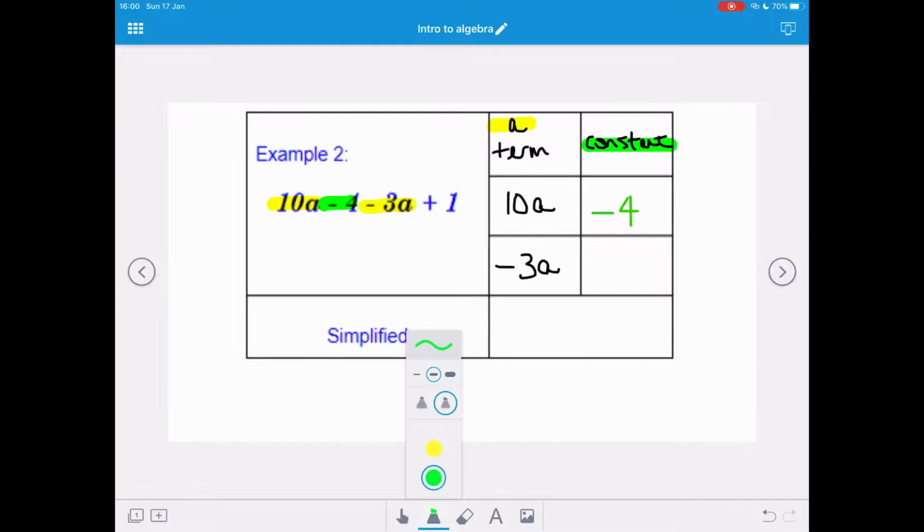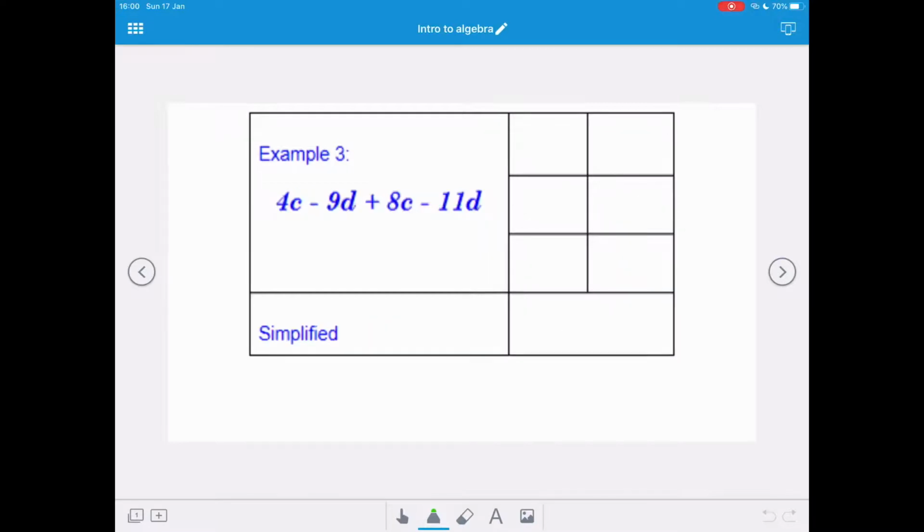And we've got an add 1, so we're going to put that underneath the subtract 4. So then we're going to combine our a terms together, and 10a take away 3a gives us 7a. And our constant terms simplified, negative 4 plus 1 is negative 3. So simplified, our expression's 7a minus 3.